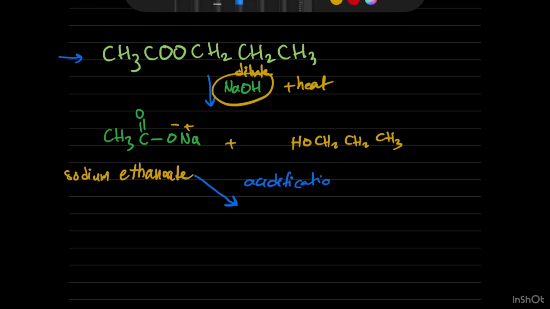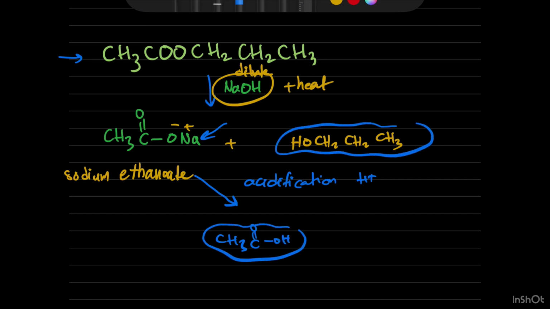If we need to change the sodium ethanoate into an acid, we do a process of acidification, which means adding an acid to it. If we add an acid to this compound, it will immediately change to carboxylic acid and give you this. Okay, so this is the process of hydrolysis of ester using alkaline or acidic solutions. They should be diluted, don't forget this.